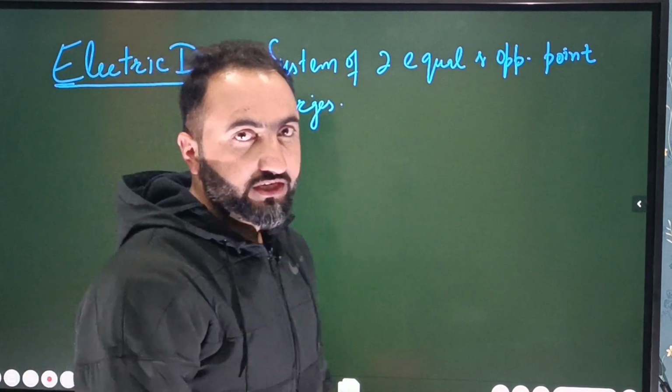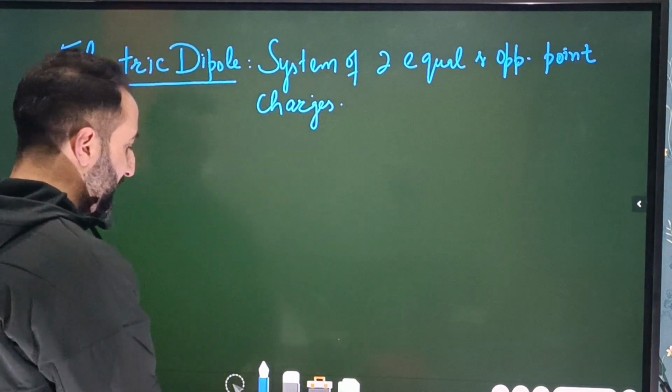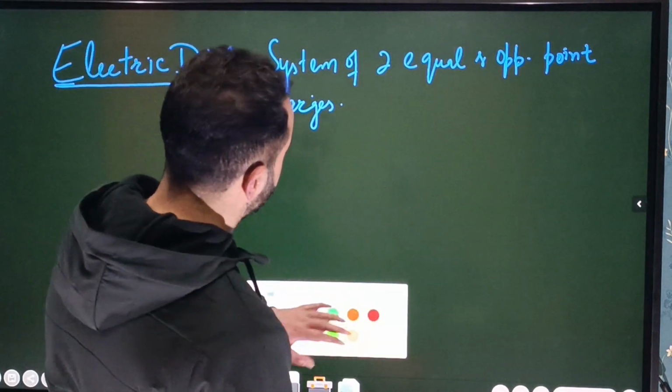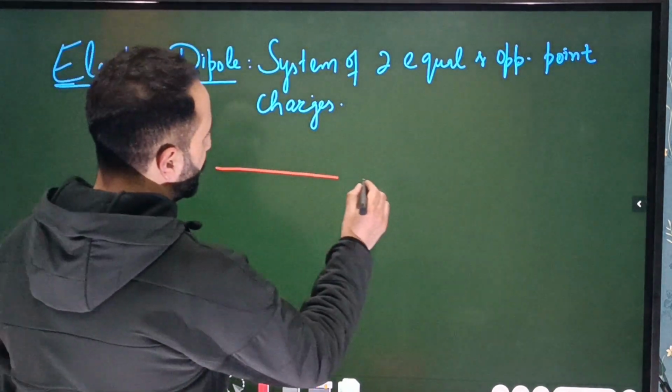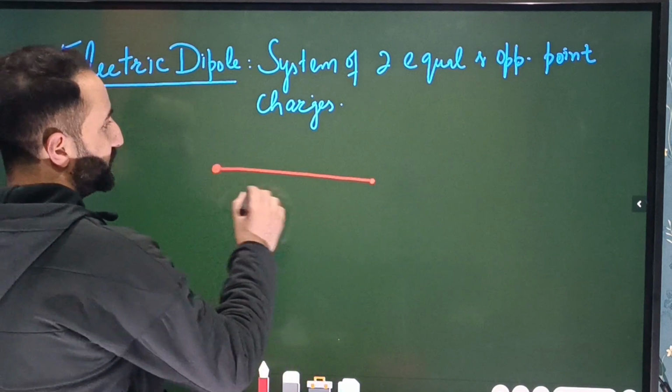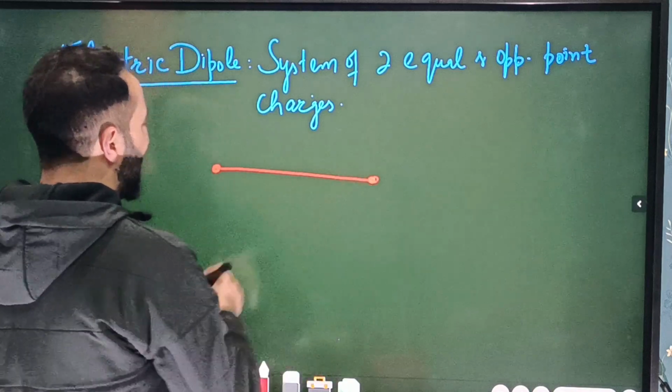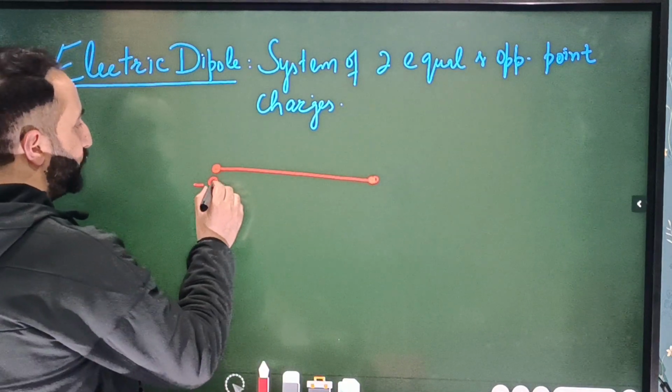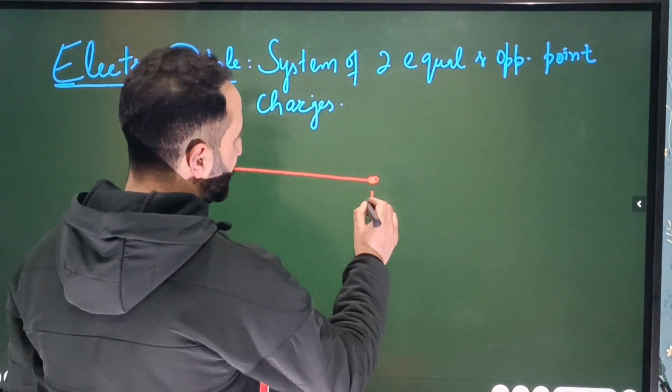Okay, so first let me define this here. We have two point charges. For example, this is one point charge and this is another point charge. Let's label this as charge minus q, and let's label this as charge plus q.